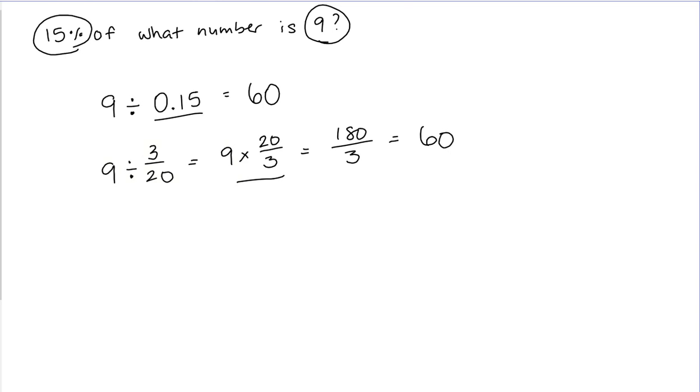Now let's do our check, to make sure we're doing it right. So what we would do is we're going to take our decimal. We're going to multiply it by the whole that we got. And we get 9. So yes, our answer was correct.